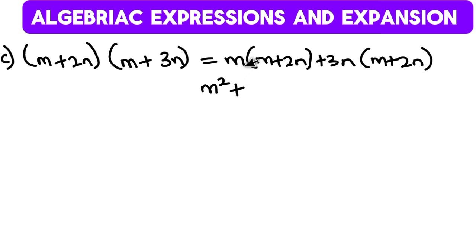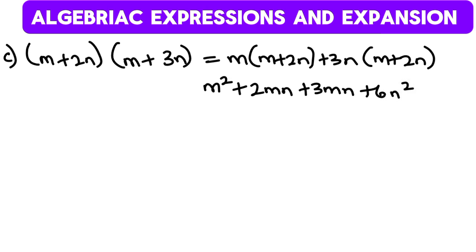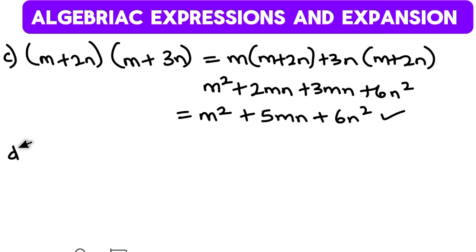M times m is m squared. M times 2n is 2mn. Plus 3n times m is plus 3mn. Plus 3n times 2n is plus 6n squared. 3 times 2 is 6. So this will be equal to m squared plus 2mn plus 3mn will give us plus 5mn. Then plus 6n squared. And that's our answer.